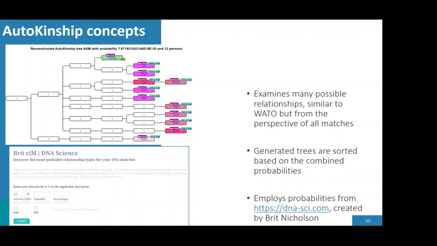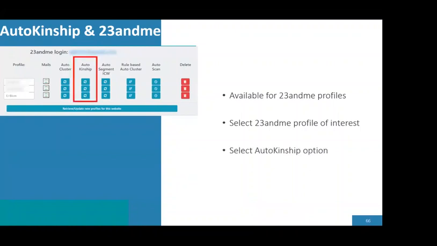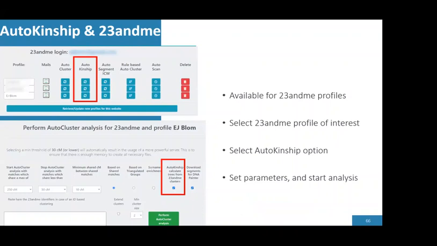And here's a very nice website with lots of interesting tools and blog posts, which is now displayed on the screen. The auto kinship tool is available for 23andMe profiles. To get the reconstructed tree for 23andMe, first select the profile of interest, select the auto kinship option, select the min-max, and start the analysis. As seen before, the results are emailed or can be downloaded from our site. This is all done automatically, which is quite nice. This is just one option that you enable, and everything is done automatically.